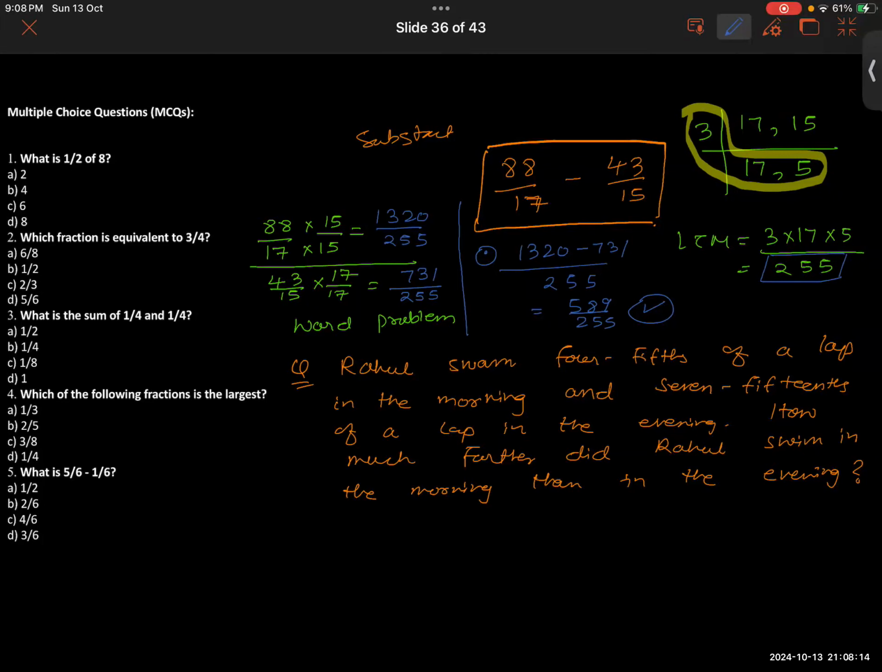Do we have to do subtraction in this? What do you think? After understanding the question, what do you conclude? Subtraction, because the difference is being asked. The question is asking how much further did Rahul swim in the morning? In the morning, how much he swam more as compared to the evening? So obviously we have to subtract the fractions. And what are the fractions mentioned in this? 7 upon 15 and 4 upon 5. So you understood, you have to first of all make them like fractions. So follow the steps and solve it.